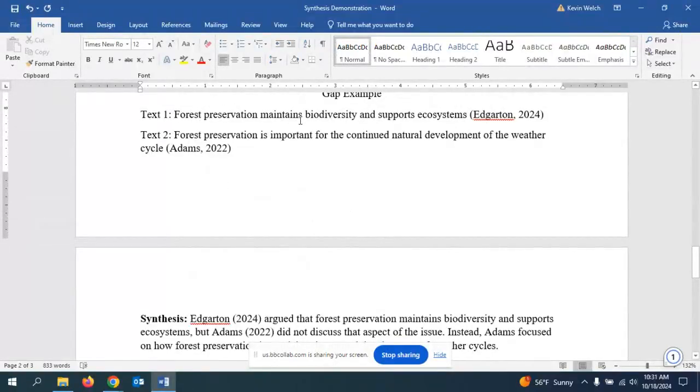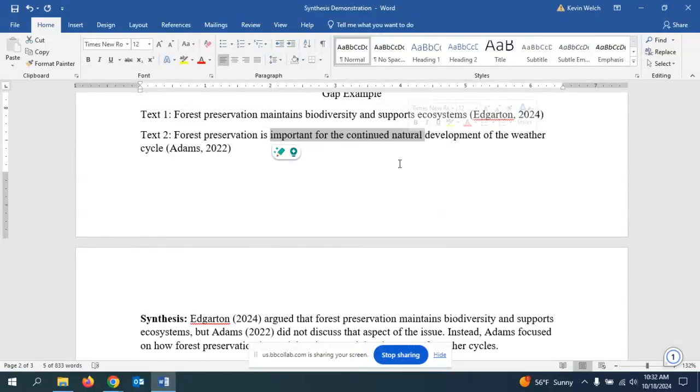If there's forest preservation maintains biodiversity and supports ecosystems, and then you've got forest preservation is important for the continued natural development of the weather cycle. So these two are not saying the same thing, but there's two important points that I want to talk about. But it seems to be that there's a gap between them. Okay. This one by Edgerton doesn't talk about the weather cycle, and this one doesn't talk about supporting the ecosystem and maintaining biodiversity. So they don't match with this particular idea.